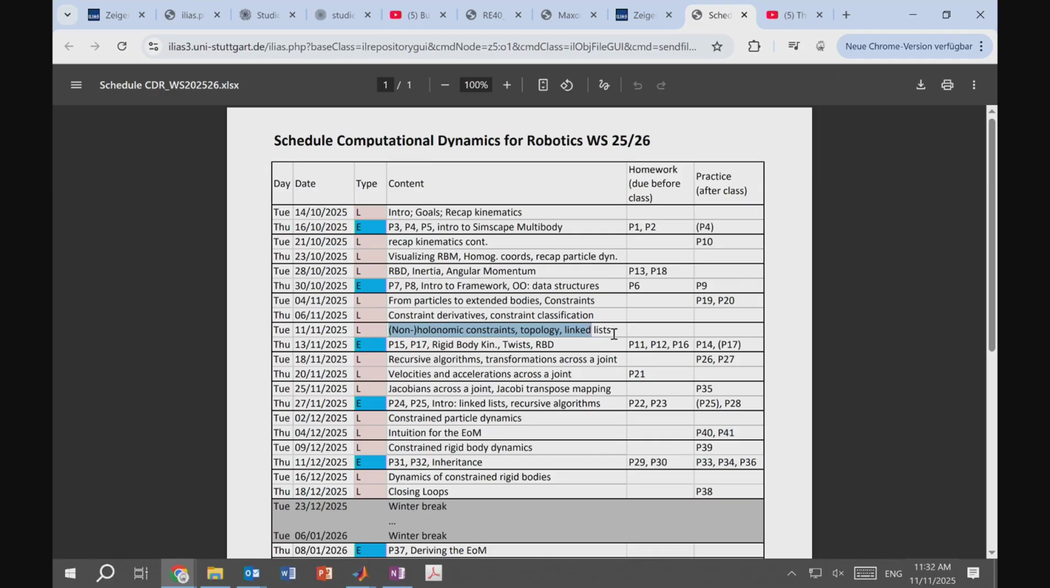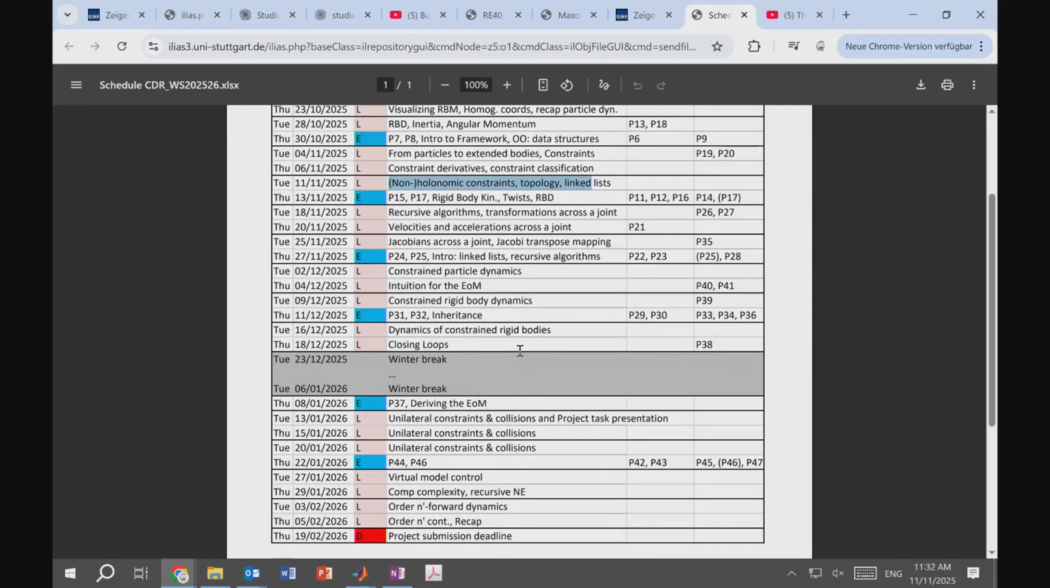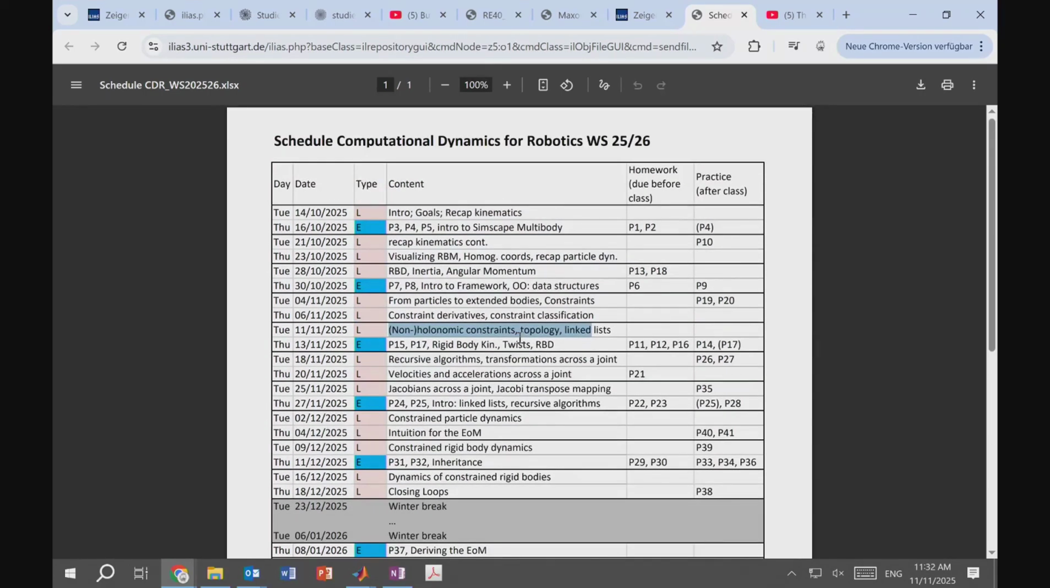We're here, have a regular lecture today. We will talk about constraint classification and non-holonomic constraints. We're a little bit behind with respect to this schedule, but that doesn't really worry me because we have buffer built in. I want to remind you that on Thursday we have another exercise, so don't forget your laptop, your MATLAB installation, work on the homework.